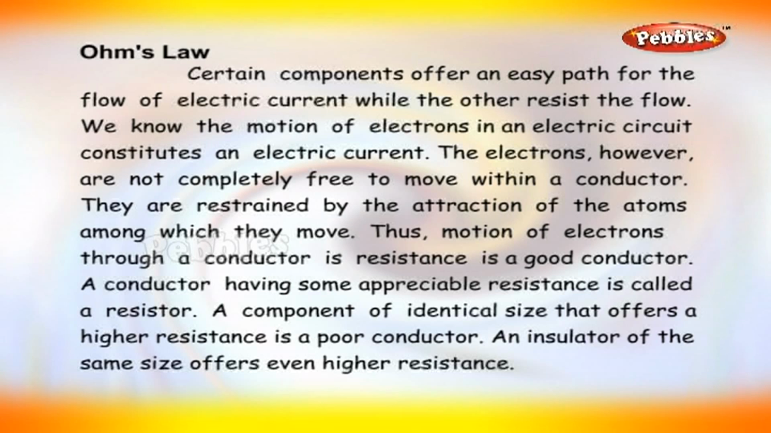We know the motion of electrons in an electric circuit constitutes an electric current. The electrons, however, are not completely free to move within a conductor. They are restrained by the attraction of the atoms among which they move. Thus, a conductor with less resistance to the motion of electrons is a good conductor.